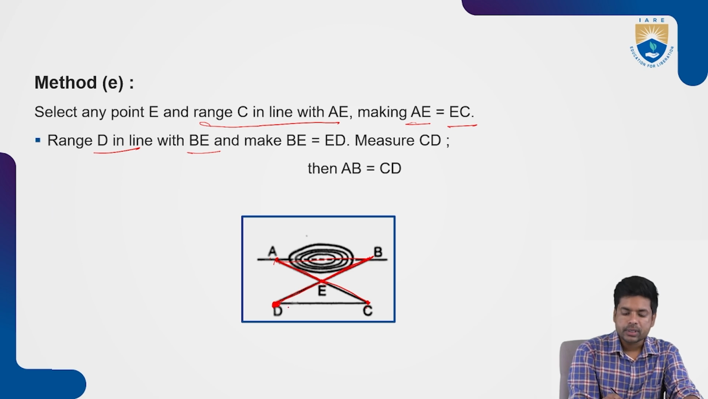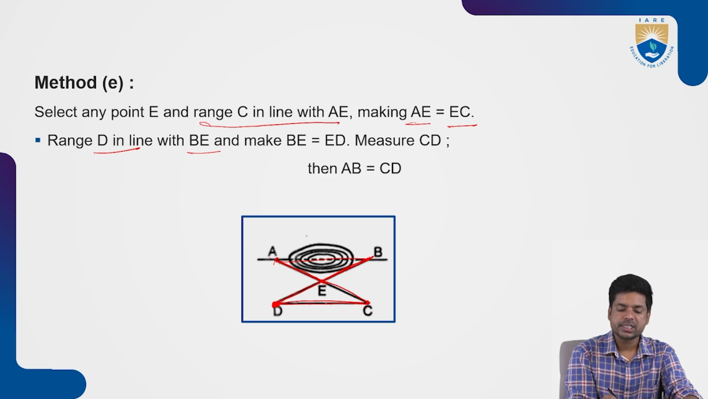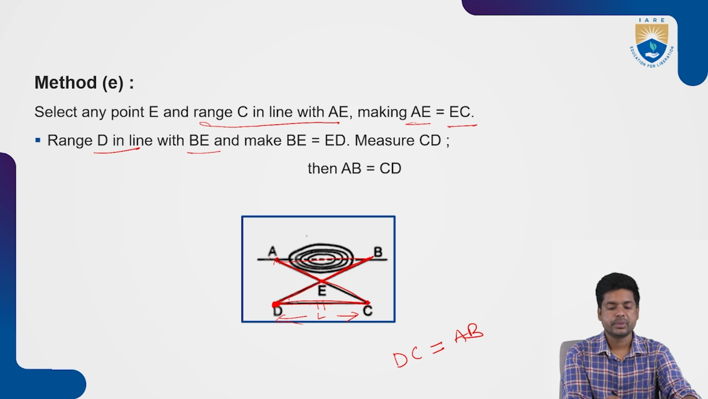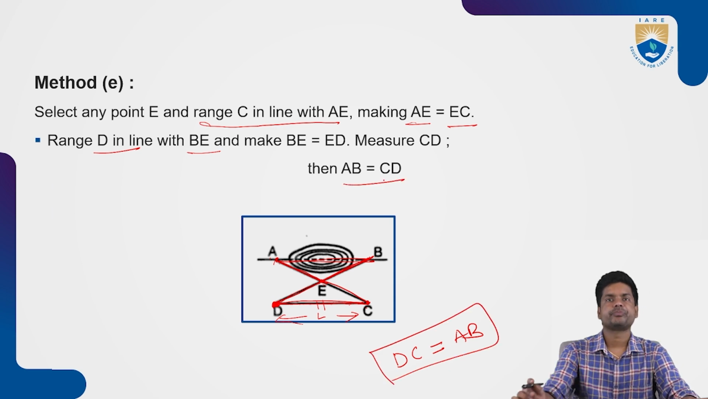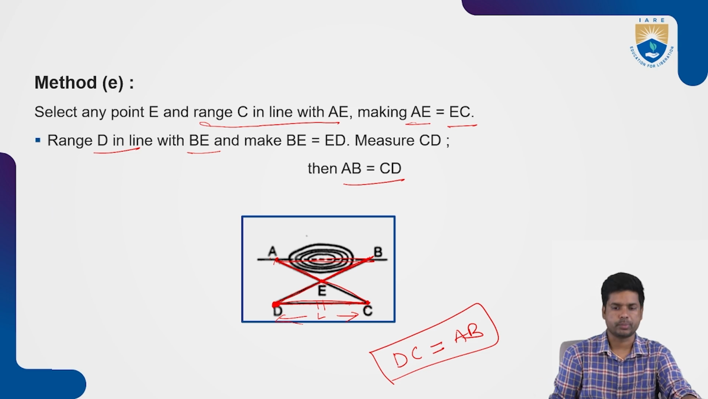Now join these 2 points and measure the distance here. The length of DC will be equal to the length of AB. After marking the point D, measure the distance, and this length will be equal to the length of this particular chain line. This is how we find out the length of a chain line when you have an obstructed line. This is one more method.